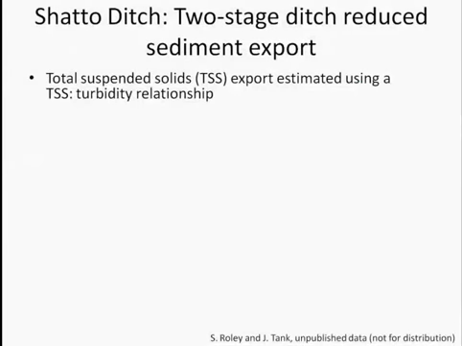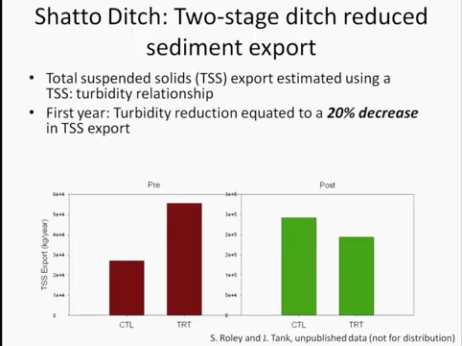So at Shadow Ditch, we found that the two-stage did reduce sediment export. And again, we're estimating sediment with this turbidity TSS relationship. This is just in the first year after construction. So prior to construction, the control reach had less sediment export than the treatment reach. After construction, the opposite was true, where we had less export from the treatment reach. It's a 20% decrease in export.